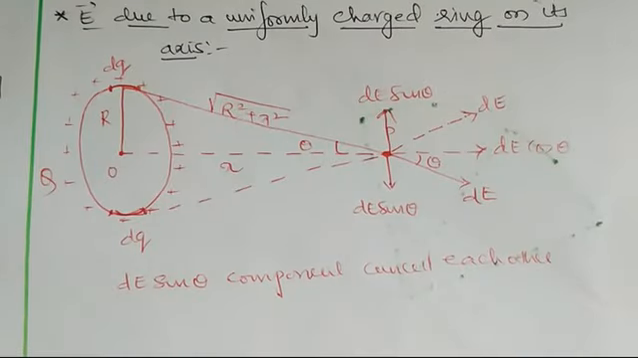Now we'll discuss the electric field due to a uniformly charged ring on its axis.